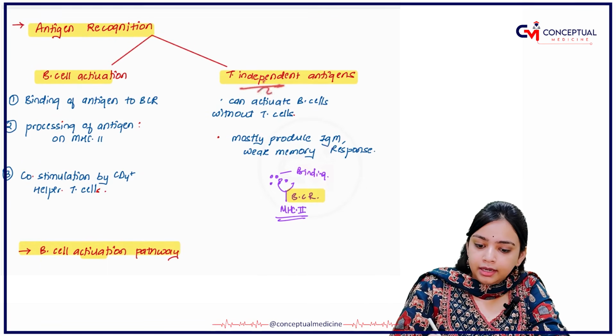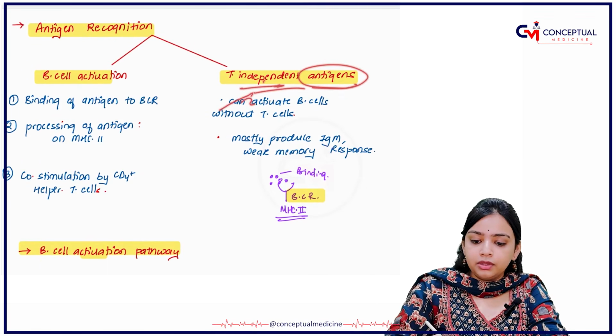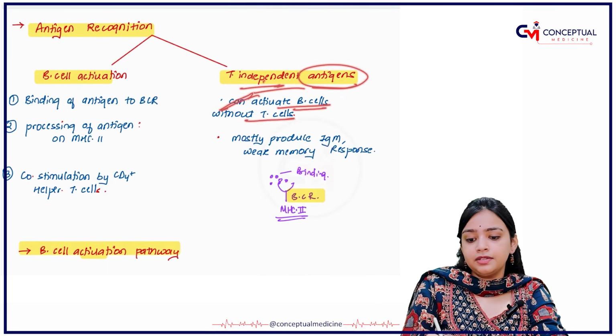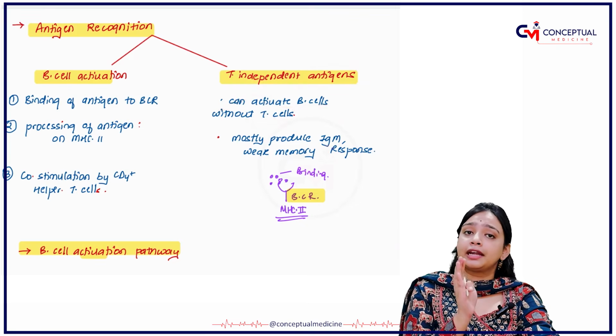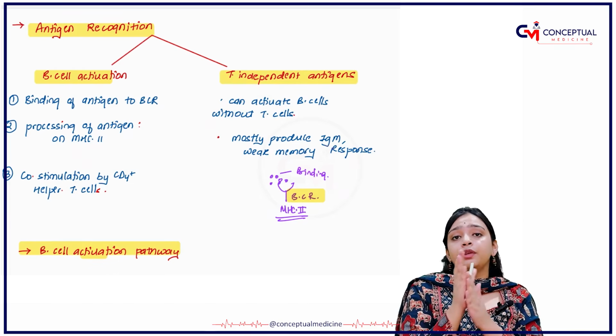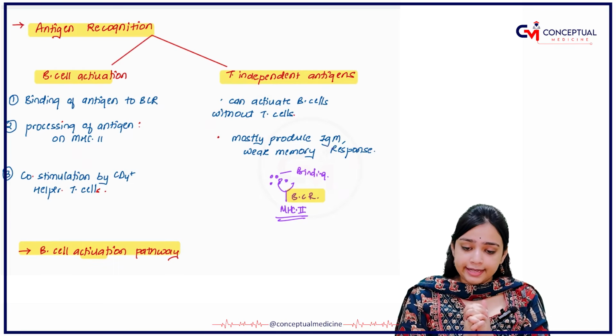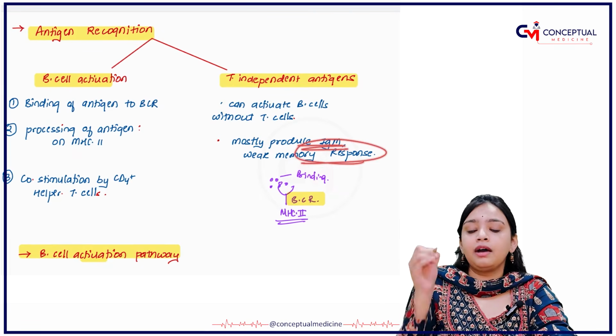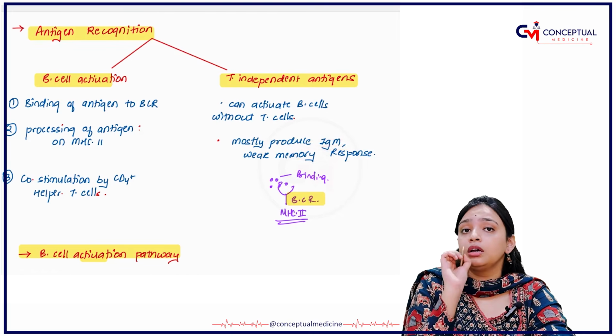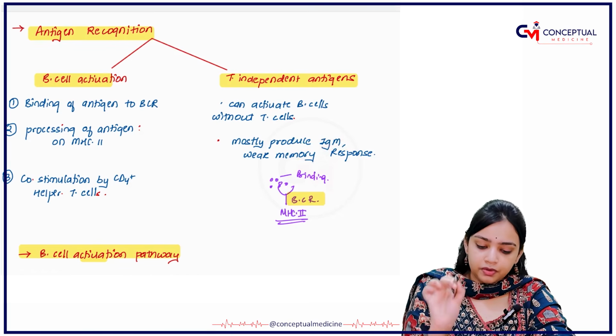Next is the T independent antigen. They can activate the B cells without the T cells. They do not require the T cells for the activation. They are mostly recognized by IgM and they have a very weak memory response, right?